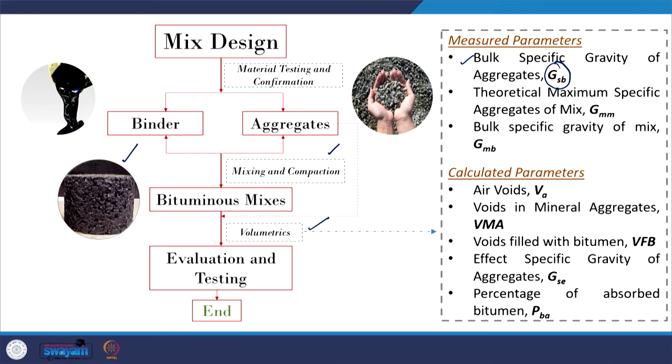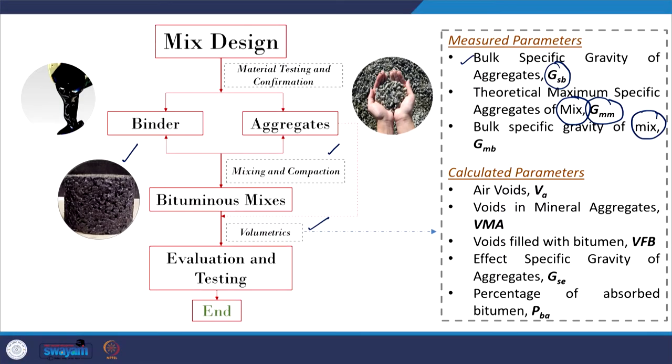Then what else can we measure? We can measure the theoretical maximum specific gravity of the mix. This concept we have not discussed till now, and we will talk about this particular specific gravity today. Just note that it says theoretical maximum specific gravity of mix. You have to remember that this specific gravity is not related to the specific gravity of the aggregates. This is related to the combination of bitumen and aggregate.